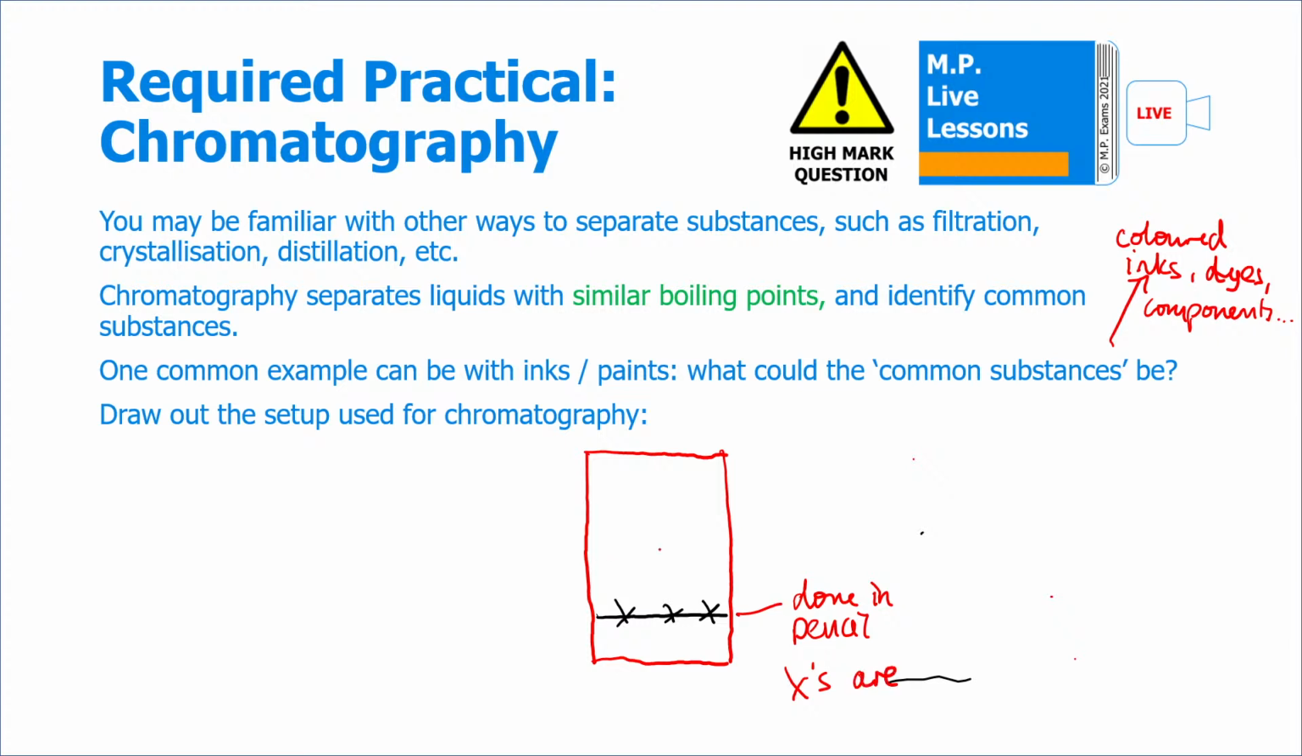The X's are for the ink we want to investigate. So what we do is we put the ink on those X's there, sample it in the middle, and then we carry out the experiment.